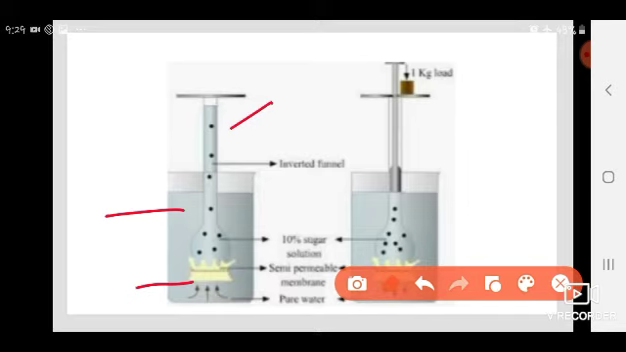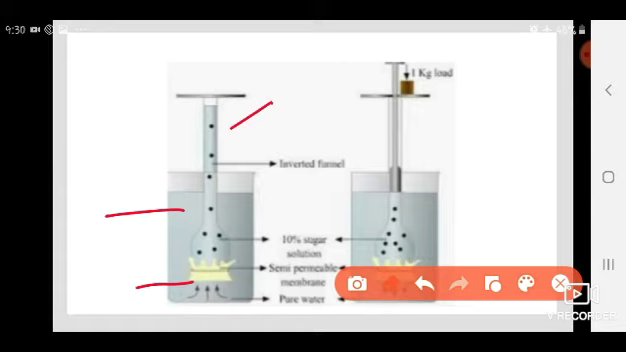In the thistle funnel, the water level is increased, the solution level is increased. In the beaker, the water level is decreased. It means from the beaker, water moves into the thistle funnel through the selectively permeable membrane. So it means osmosis occurs.